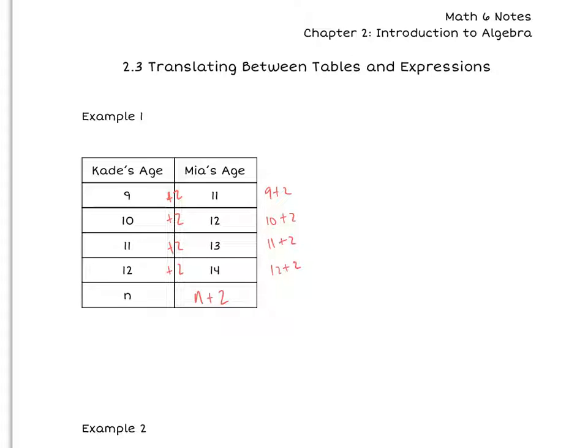So N is our variable now. So you can pick any number. If Cade is 100, how old is Maya? 102. If Cade is 52, how old is Maya? 54. Okay, so you could put any number in there, that's your variable, and you could find Maya's age. So we just translated from a table to an expression. This lets us find any age of Maya if we know Cade's.